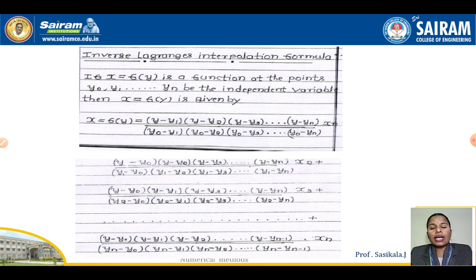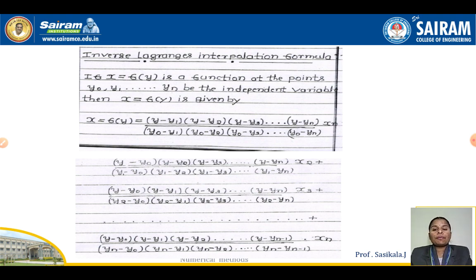Now the inverse Lagrangian interpolation formula. The definition says x is equal to f of y, a function at the points y0, y1, etc. yn. In this case, x is dependent on y, and y is the independent variable, as given in the definition. Then x is equal to f of y is given by the same formula we have seen here, with x replaced by y and y by x. That's it.